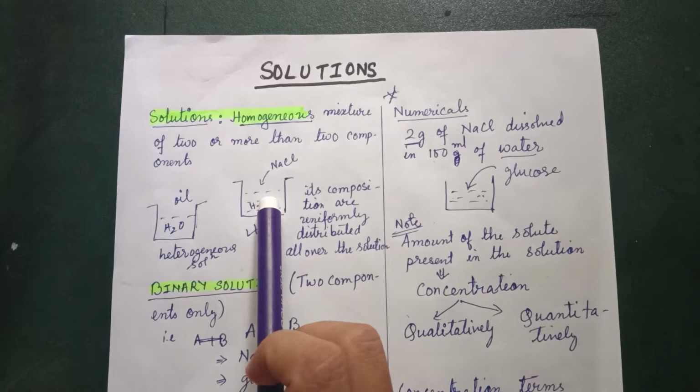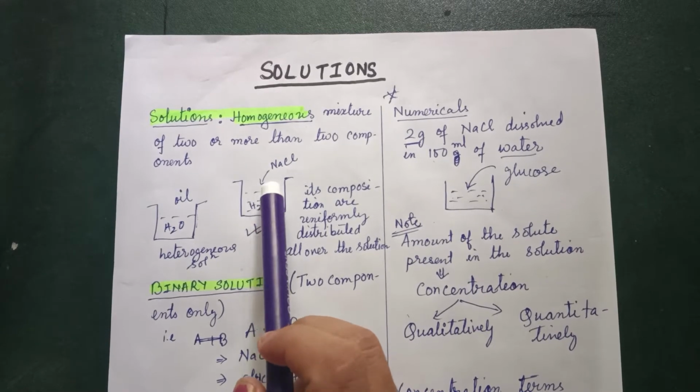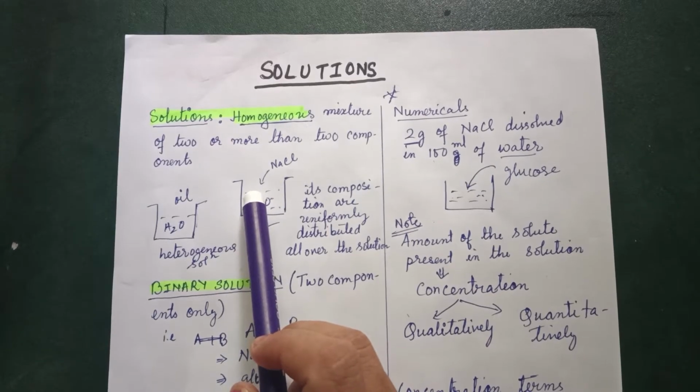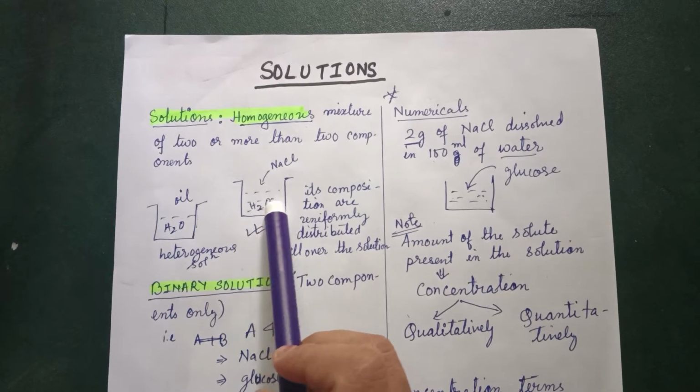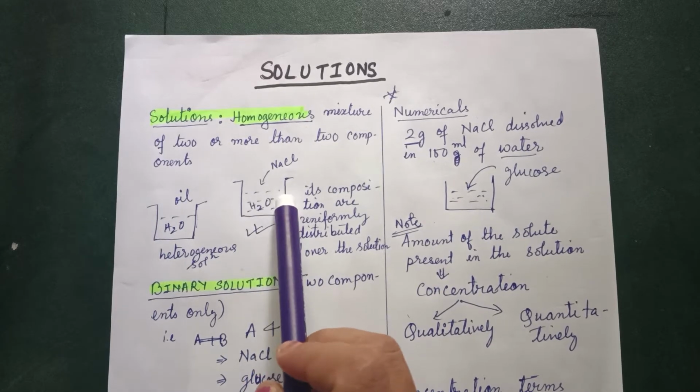So homogeneous mixture means whatever composition is present in the solution will be uniformly distributed all over the solution. In the entire solution, its composition will be uniformly, that means equally, distributed.